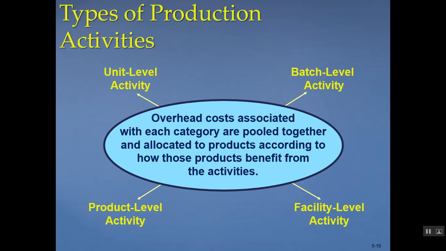Batch activities are performed each time a batch is handled or processed, regardless of how many units are in the batch. Product level activities relate to specific products and must be carried out regardless of how many batches are run or units produced and sold. For example, designing or advertising a product would be a product level activity. And then finally, facility level activities are carried out regardless of which products are produced, how many batches are run, or how many units are made. For example, heating a factory and cleaning executive offices are facility level activities.